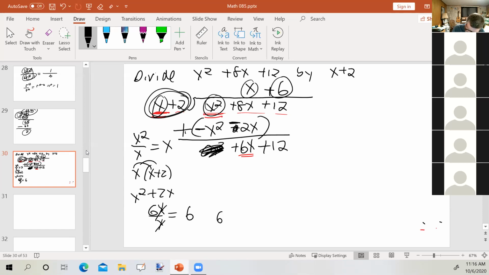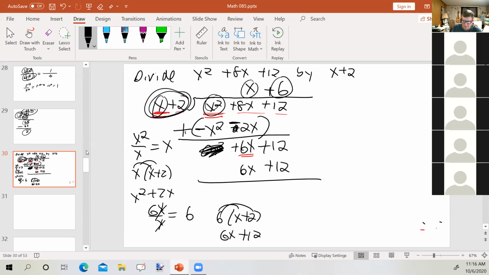So we've got 6 times the quantity x plus 2, which is 6x plus 12, which we're going to write up here and draw a line. We're going to subtract that entire quantity from what's up above, but we're going to change it to addition of the opposite. 6x plus negative 6x is 0. 12 plus negative 12 is 0. So I get 0 remainder. So my final answer is x plus 6.